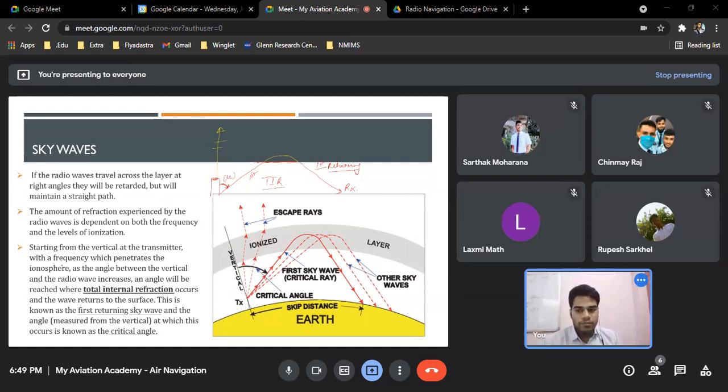Let's read the same thing here. Starting from the vertical at the transmitter with a frequency which penetrates the ionosphere, as the angle between vertical and radio wave increases, we're talking about this angle, an angle will be reached where total internal refraction occurs, and the wave returns to the surface. This is known as the first returning sky wave, and the angle at which it occurs is the critical angle. Are we clear about this? Any questions? Any doubts?